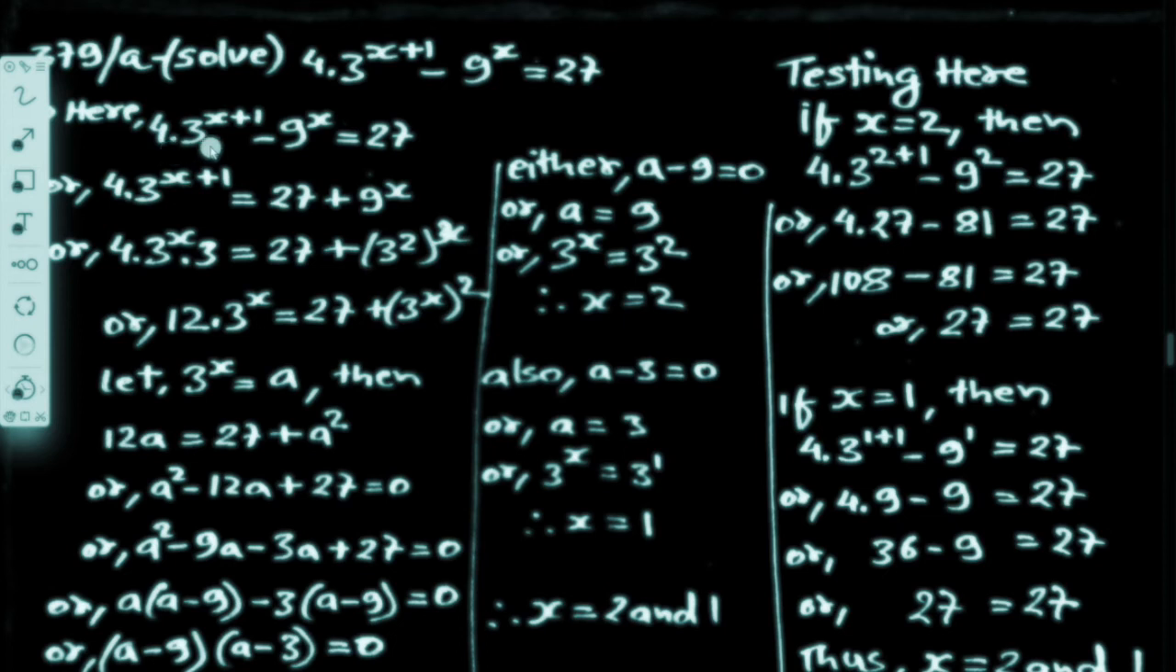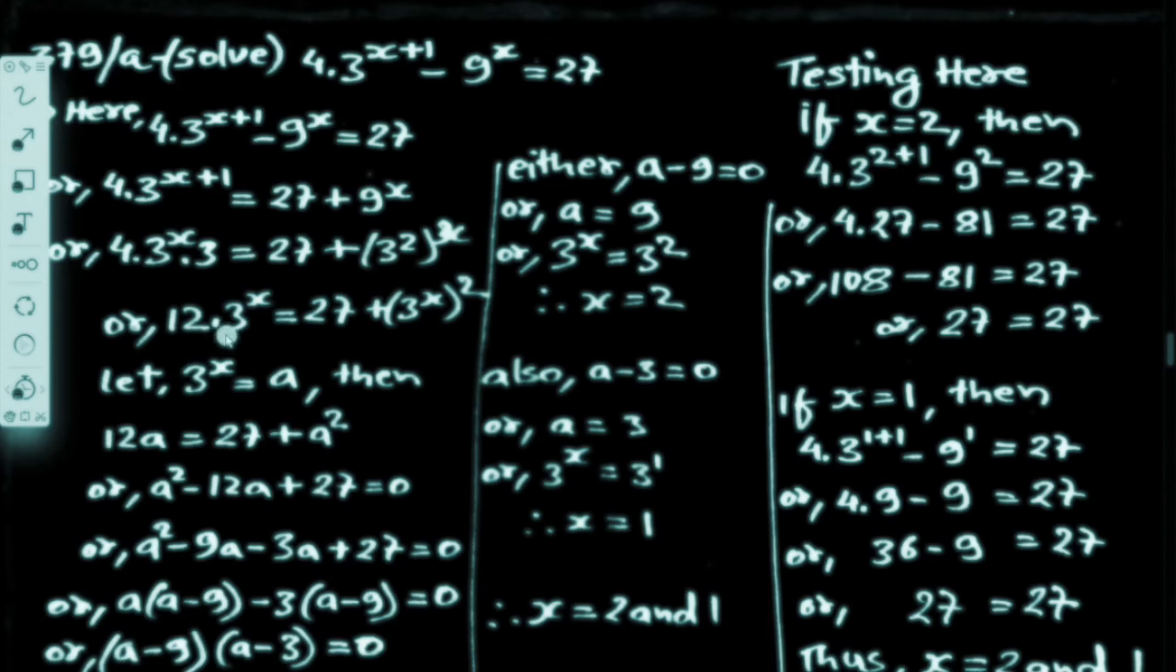See here, 4 into 3 power x plus 1 minus 9 power x equals 27. The question is written as usual. Now this minus should be changed, so 27 plus 9 power x. Or 4 into 3 power x into 3 equals 27 plus 3 square whole power x. Now 4 into 3, 12, into 3 power x equals 27 plus 3 power x all squared.